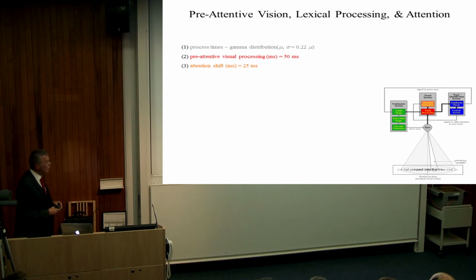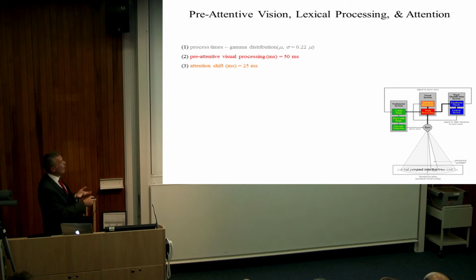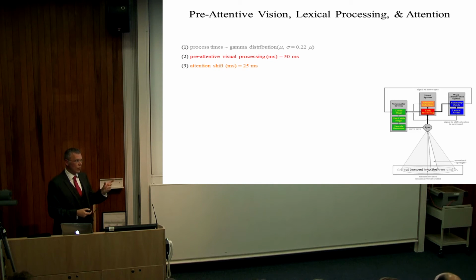And the first two processes in the model, the early stage of pre-attentive visual processing and the time it takes to shift attention, those are basically just set, the means are set equal to fixed values of 50 milliseconds and 25 milliseconds respectively. So what that means is that it takes 50 milliseconds on average for information to go from the eyes to the brain. And on average, it takes about 25 milliseconds for attention to shift from one word to the next.